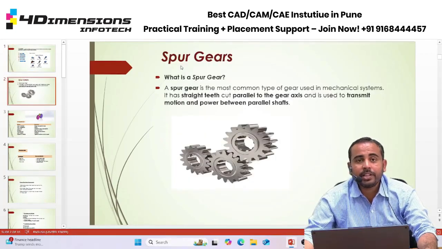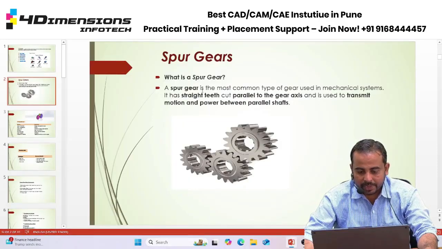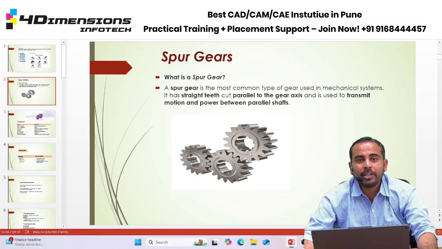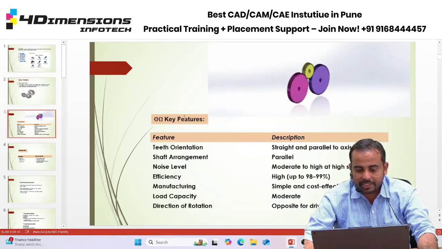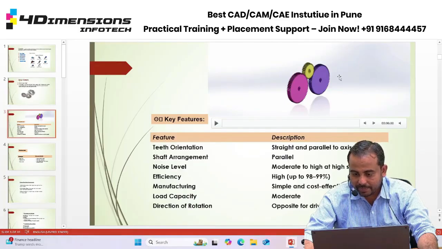First we are going to see spur gears. A spur gear is the most common type of gear used in mechanical systems. It has straight teeth cut parallel to the gear axis and is used to transmit motion and power between two or more parallel shafts. We can see here the teeth cuts are parallel to the axis of the gear. This is the main thing about the geometry of the gear, and they are usually used when the shafts are arranged parallel to each other. Now the key features, but before that we'll play this animation.